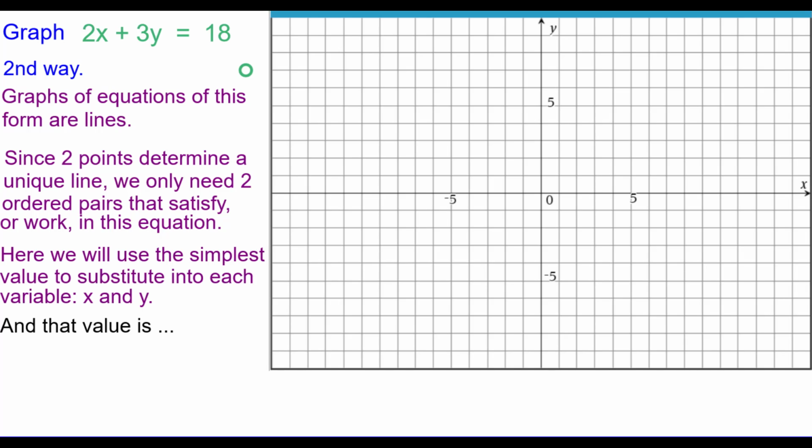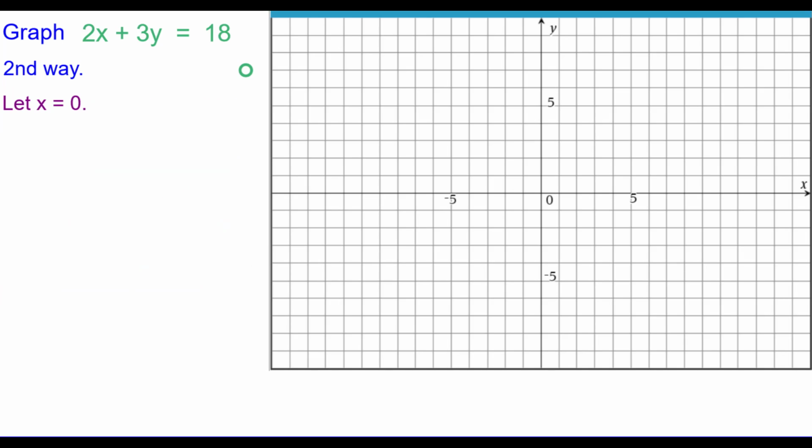Here we will use the simplest value to substitute into each variable x and y. And that value is, well, we think the simplest value is 0. So let's let x be equal to 0. Substitute into the equation and solve for y. We'd like you to do that, so pause to answer, resume when you're finished.